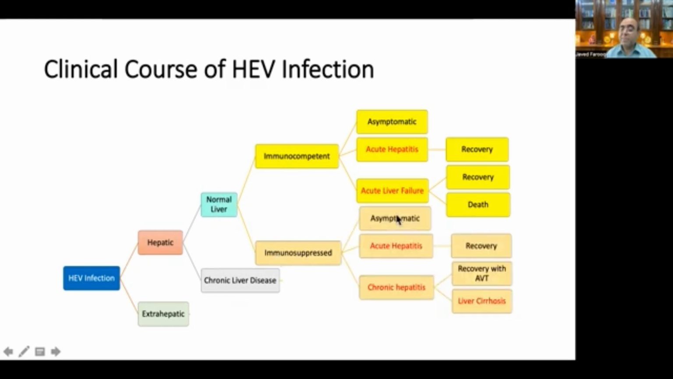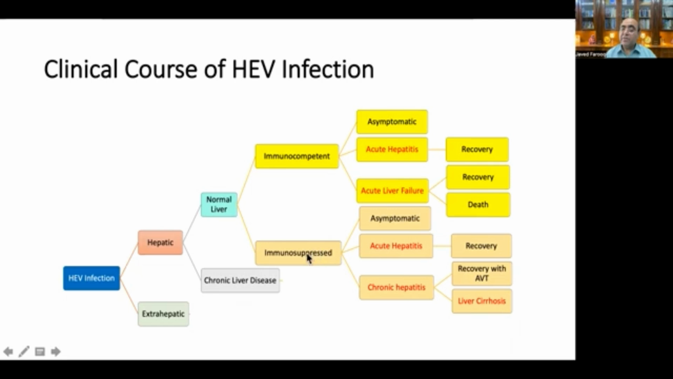Now, coming to the other end, when the patient's liver is normal, but the patient is immunosuppressed, what's the clinical course here? Again, most of these patients remain asymptomatic, but a good number of them develop acute hepatitis, and again, it can go to recovery. But if the patient is immunosuppressed and infected with genotype 3 or 4, then this is the group where the acute hepatitis can change into chronic hepatitis. And the chronic hepatitis can recover, but antiviral treatment is required here. But a good number of them rapidly progress into liver cirrhosis and its sequelae.